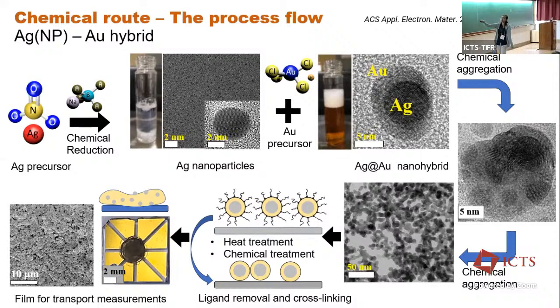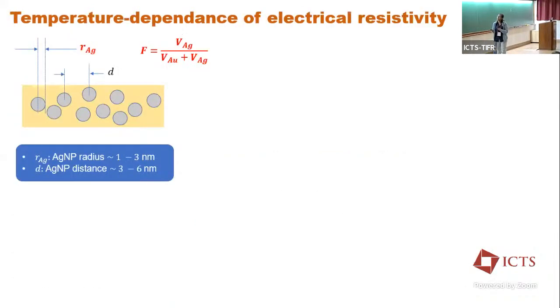So the black circle in this graph over here indicates our film, and the triangles are chrome gold electrodes which we use for transport measurements. So that's the basic protocol that we have been using, and this has allowed us to gain tunability over two structural parameters. One is the silver nanoparticle radius, which we call R_Ag, and another is the filling fraction, the relative fraction of gold to silver.